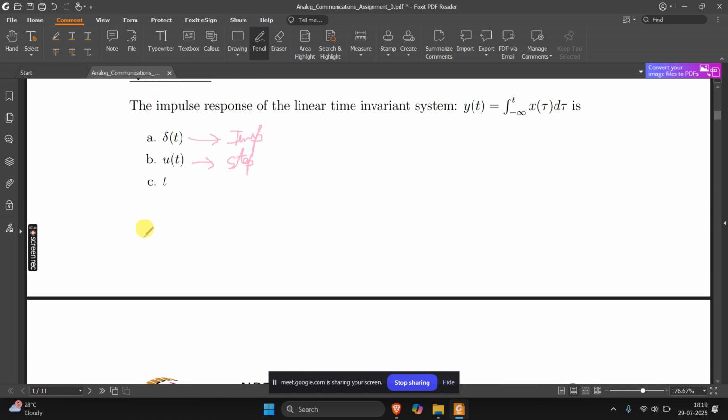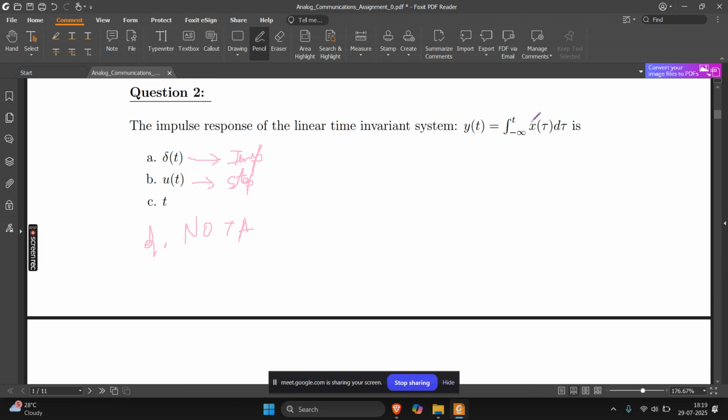I'm just writing none of the above here. Now tell me, what will be the answer? You have 2 minutes. What is the impulse response of this system, where y(t) is equal to the integral from minus infinity to t of x(tau) d tau? Okay, you have 2 minutes. If you have an answer, you can open your mic and talk.